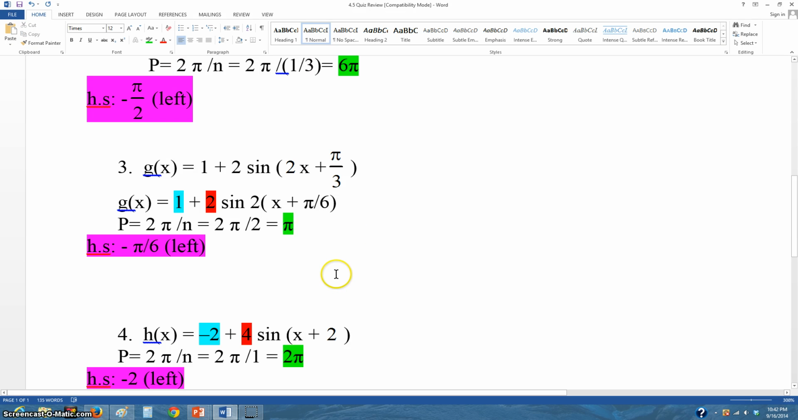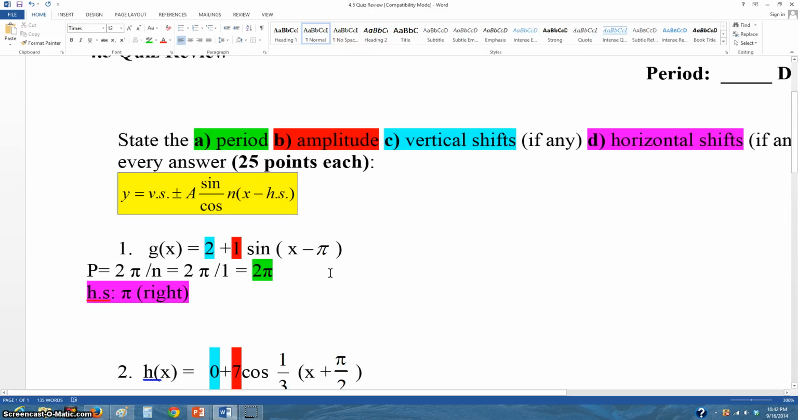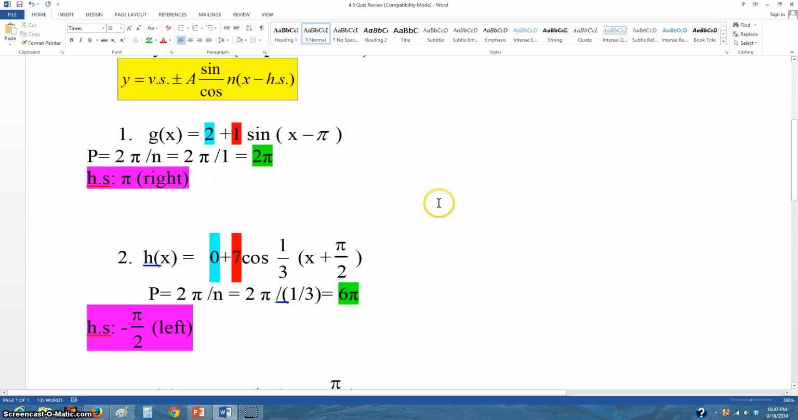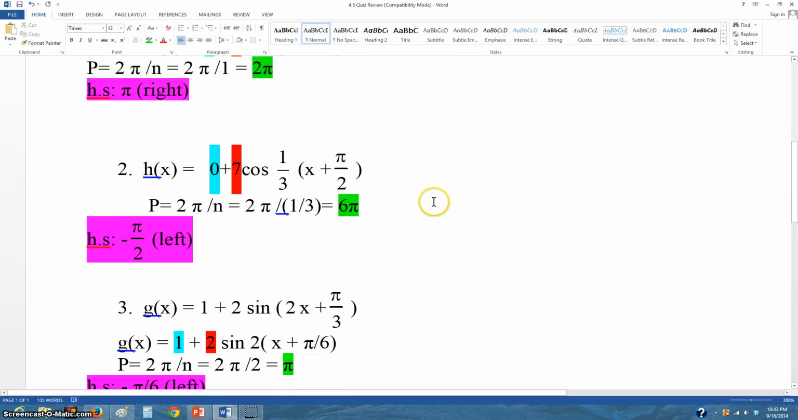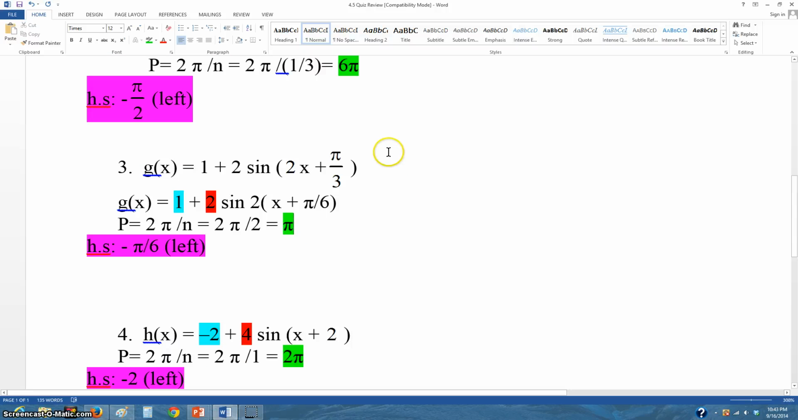Okay, so that is exactly what your quiz will cover. You have to label each one. A is the period, B is the amplitude, C is your vertical shift, if any, and D are your horizontal shifts, if any. I will provide you with the formula. Basically, this should be a very easy quiz for you. There are 4 questions. Each one is worth 25 points apiece.